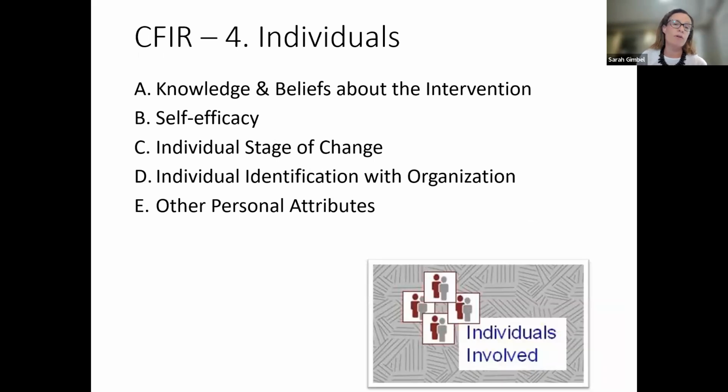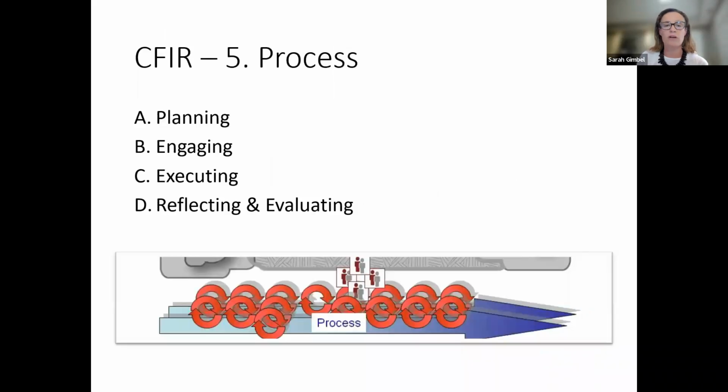Individuals is the 4th domain of the CFIR. What are their knowledge and beliefs about the intervention? How self-efficacious are they? What is their individual stage of change, and what is their personal identification with organizations, and any other personal attributes. Finally, the process includes planning, engaging with opinion leaders, formally appointed internal implementation leaders, champions, external change agents, reflection, and evaluation.